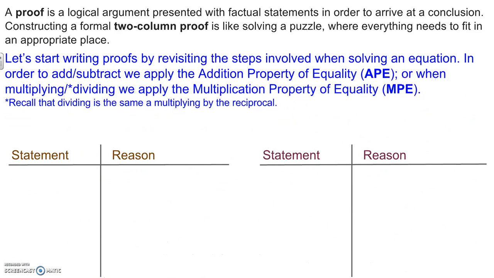Let's start writing proofs by revisiting the steps involved when solving an equation. In order to add or subtract, we apply the addition property of equality, APE. When we're multiplying and dividing, we apply the multiplication property of equality, MPE. Recall that dividing is the same as multiplying by the reciprocal. So let's start with an equation here. Given 4x - 12 = 10, prove that x = 5.5.